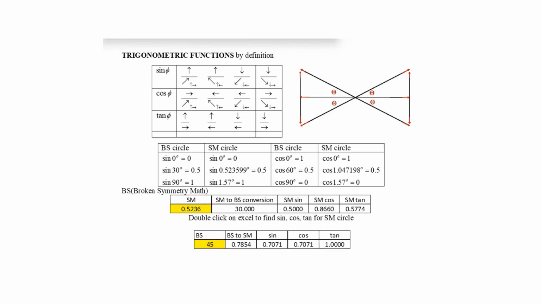For trigonometric functions, instead of having x, y, z's, and r's, we simply have an arrow pointing in the direction it needs to go. And since virtually no one is familiar with radians and degrees being the same, I put in a conversion, an Excel conversion for transferring from BS Math to Symmetry Math.